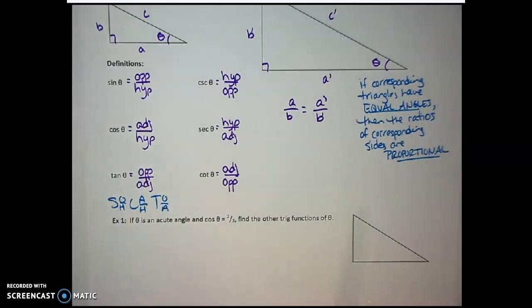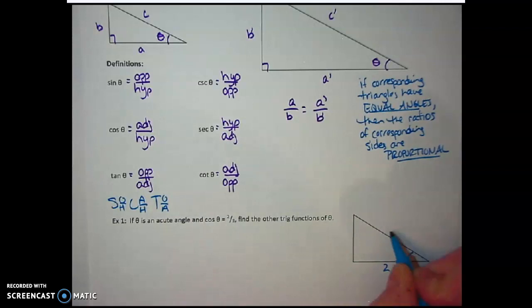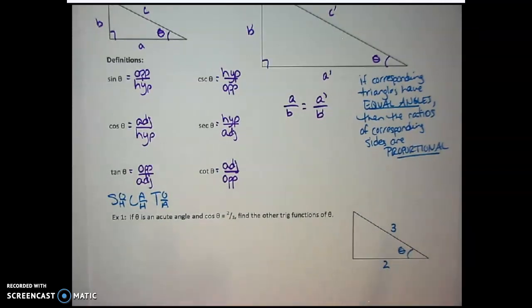Now that we have those, let's label the triangle that we have in this problem. If an angle theta is acute, so let's just call this one theta, and the cosine of theta is 2 over 3. The cosine is the adjacent over the hypotenuse. Remember, the longest side is the hypotenuse. Find the other trig functions. I'd like you to pause the video. You're going to have to use the Pythagorean theorem to find your third side, and then use those definitions above to find the other 5 trig functions.